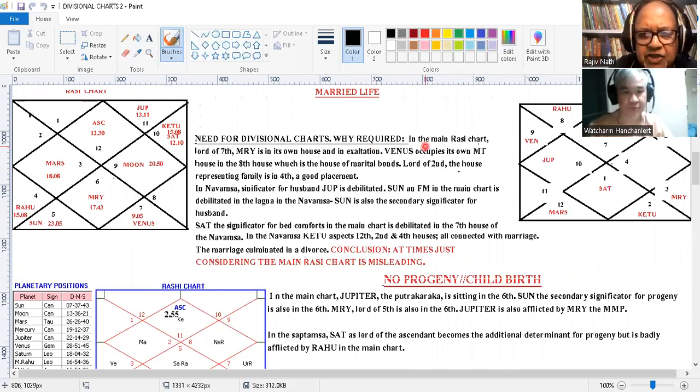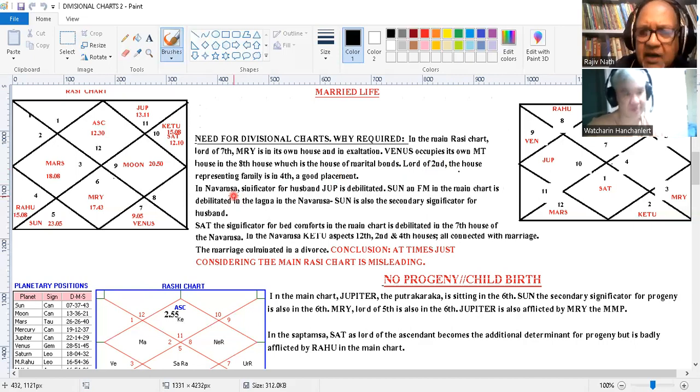In the main Rashi chart, Lord of seventh, Mercury, is in its own house and in exaltation. Venus occupies its Mool Trikona house in the eighth house, which is the house of marital bonds. I think we've already done this anyway. Lord of second house, the house representing family, is in fourth, a good placement.